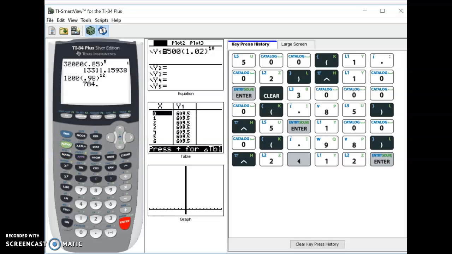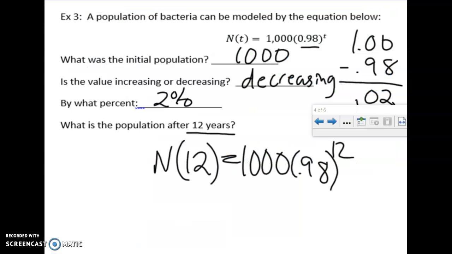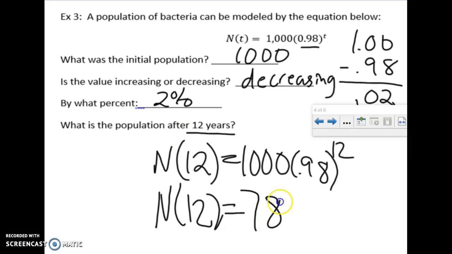So, calculator says 784.61. Since it's bacteria, we don't need to round to the nearest hundredth. We can maybe just round to the nearest object. So 784 with a 7 behind it. That would mean we would have to round up because it's 5 or higher. So 785. How's that sound? After 12 years, the number of bacteria is 785.